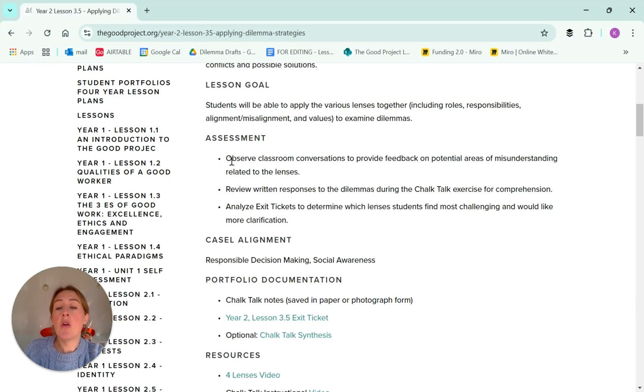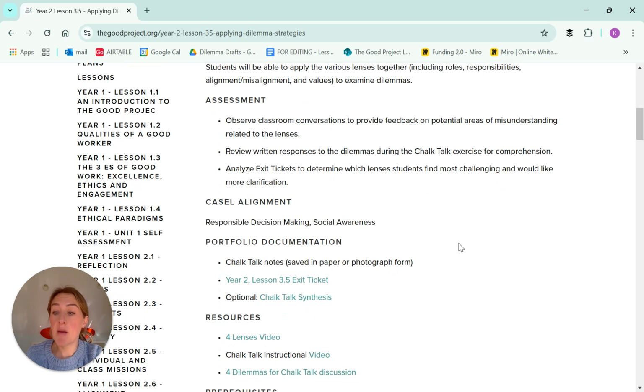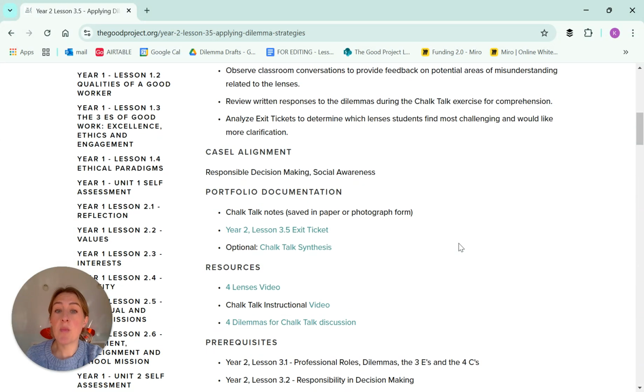As an educator, you will be able to observe classroom conversations and provide feedback on potential areas of misunderstanding related to the lenses. You can also review written responses to the dilemmas during the Chalk Talk exercise. And you can analyze exit tickets to determine which lenses students find the most challenging and would like a little more clarification. The CASEL alignment for this lesson is responsible decision making and social awareness.